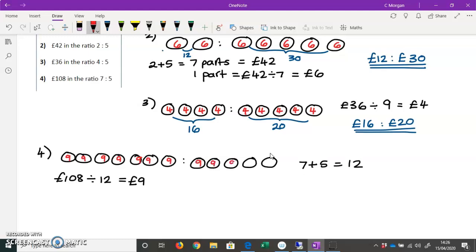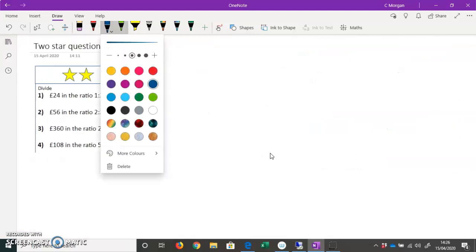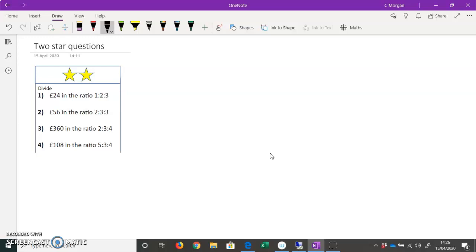And if I do that, I can see now how to get my final answer. And I've got 1, 2, 3, 4, 5, 6, 7 nines, which are £63, and 1, 2, 3, 4, 5 nines, which are £45. So my answer is £63 to £45 there. Moving on now to the 2-star questions, which were here. I'm just going to do one of these questions because if you can do one of them, you can do the rest. And question 1 asks you to divide £24 into 1 to 2 to 3.